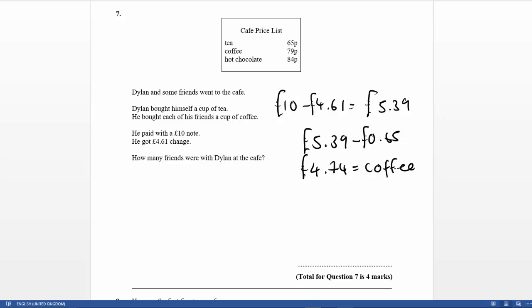Now, the question's asking how many friends were with Dylan at the cafe. I'm just going to take the price of all the coffees that I bought. I'm going to divide it by the unit price of a cup of coffee, which is just 0.79. Okay, so let's do 4.74 divided by 0.79. The answer is 6. So 6 friends.